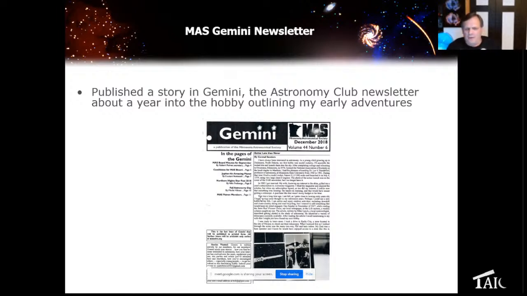And then down at the bottom there, this isn't me, but this is a picture of the Saturn V. When I talked about the model rocketry, this actually shows the Saturn V being launched, and that's how realistic it was when that rocket would be launched into the sky. So I included that picture in the newsletter.